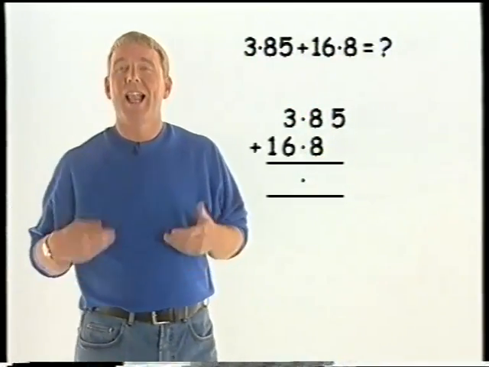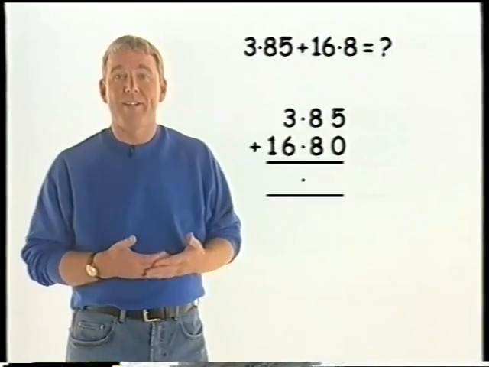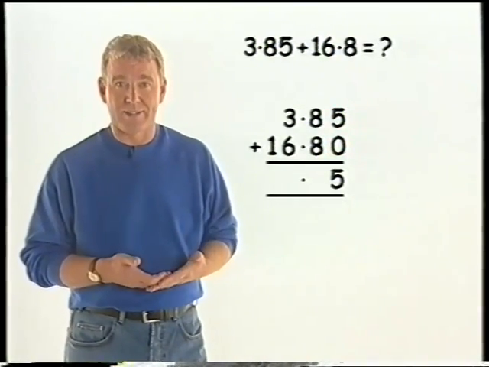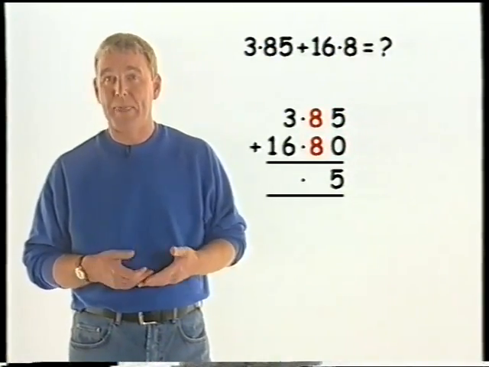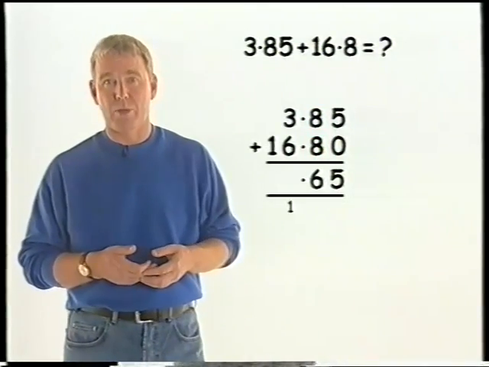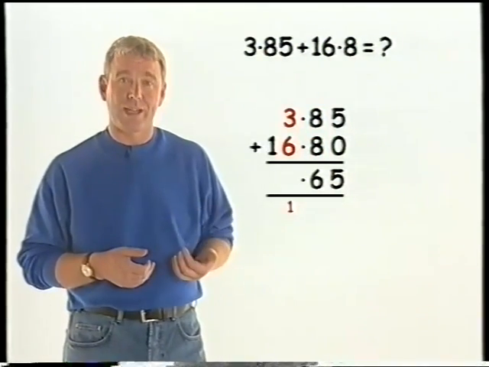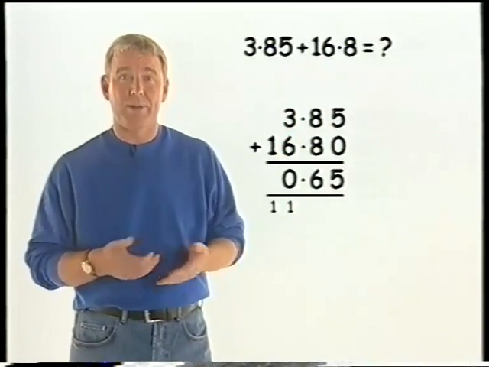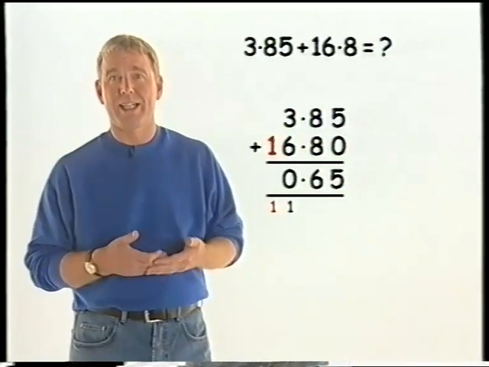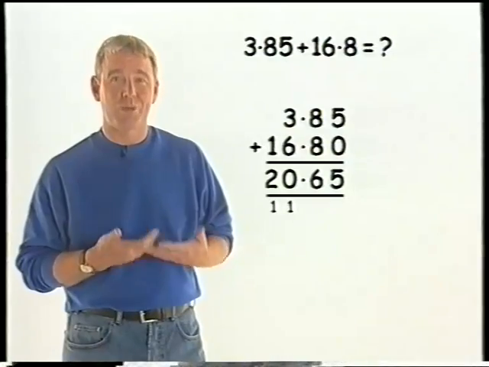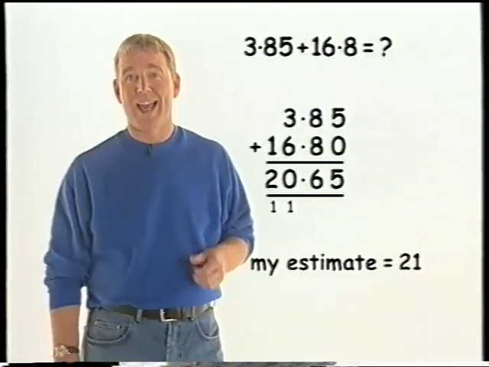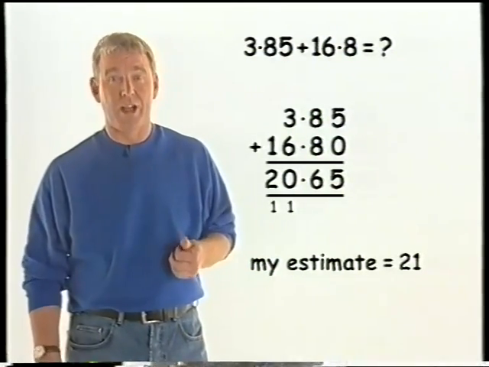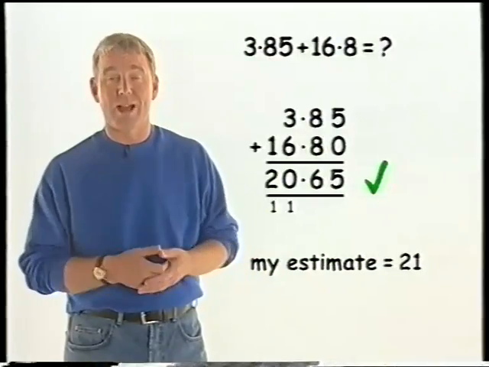That's better. Let's try it again. 5 and 0 is 5. 8 and 8 is 16. Put down the 6 and carry 1. 6 and 3 and 1 is 10. Put down the 0 and carry 1. 1 and 1 is 2. That's 20.65, and that is close to my estimate of 21. So I'm sure it's the right answer. I think I'm ready to have a go at this question now.